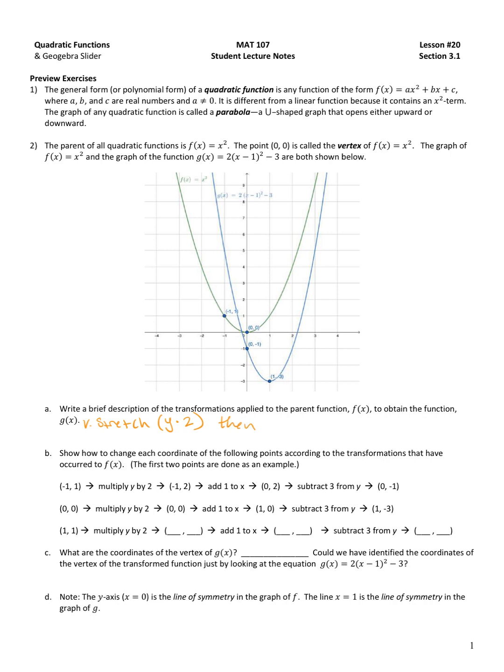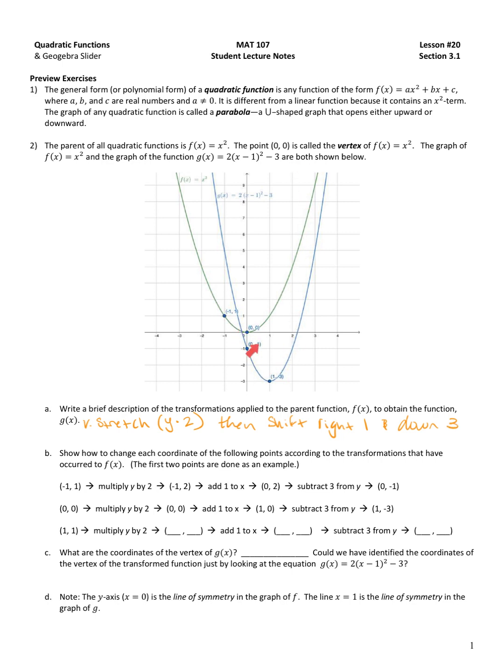Then we always do any stretches and shrinks first, so we did that first. And then we have these shifts, a right 1 and a down 3. This is inside, so it's kind of the opposite of what you think. So this is going to go right 1. This is outside, which is exactly what you think. It's going to go down 3. So then we shift right 1 and down 3, and you can see that result in the blue graph here.